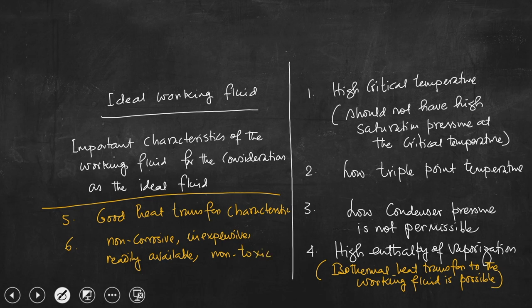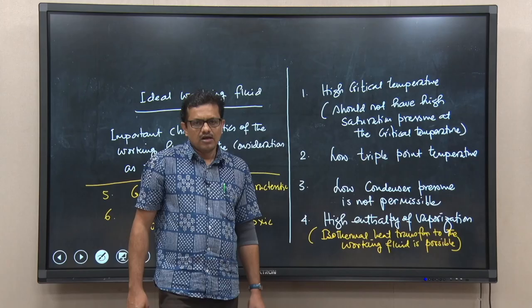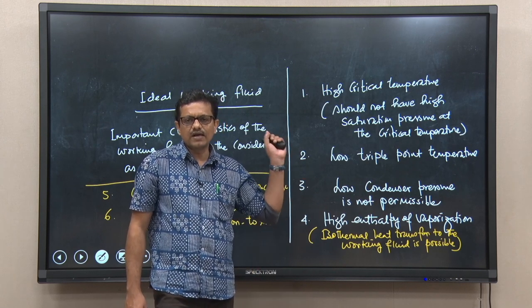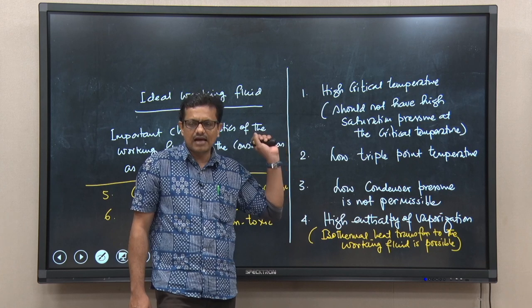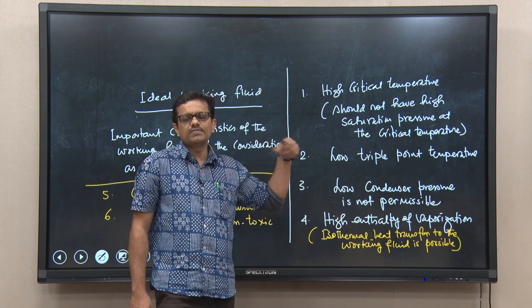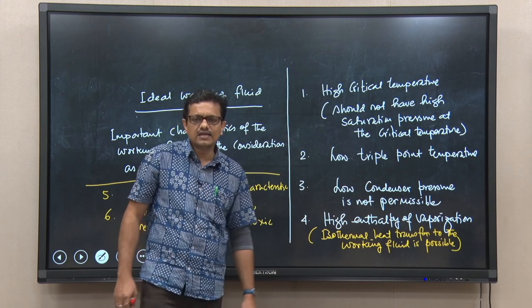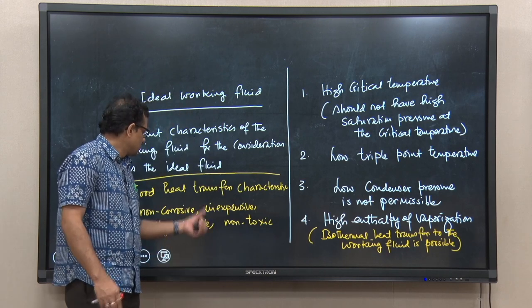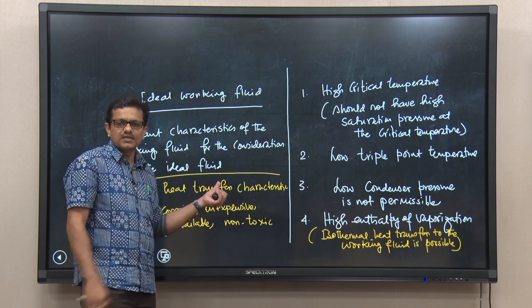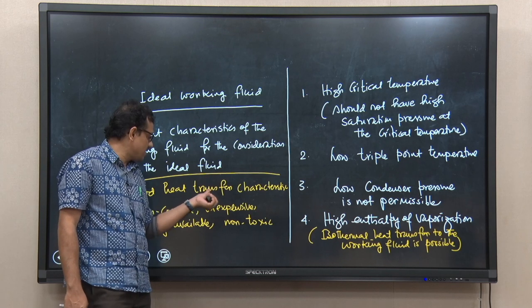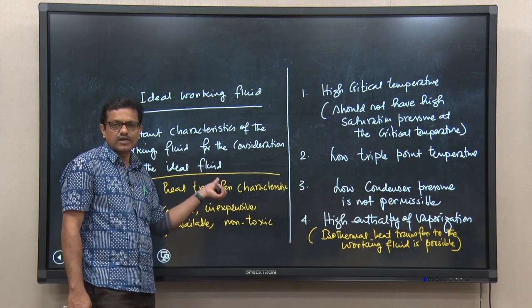I am not going to discuss points 5 and 6 in detail. Good heat transfer characteristics means the heat transfer coefficient should be high, so that it can carry the maximum amount of heat, because essentially what we have understood from the discussion till now is that heat is added in one part of the cycle and in another part heat is rejected. By this course of heat addition and heat rejection, we are getting work output. So, in the high temperature part of the cycle wherein heat is added, the working fluid should have good heat transfer characteristics.